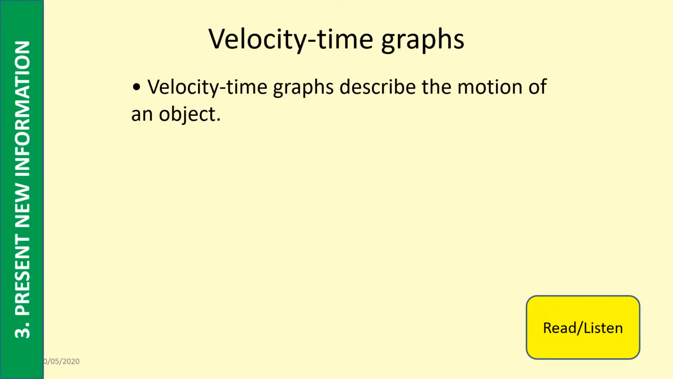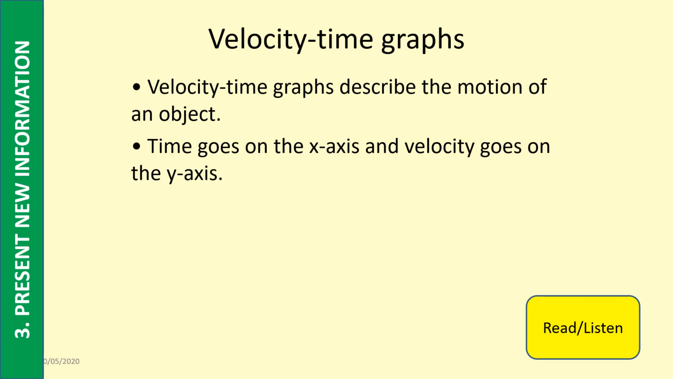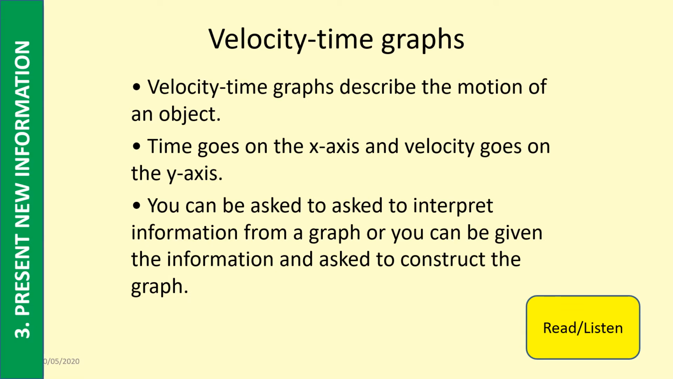Now, the kind of graphs we're going to look at today are velocity time graphs. And I will say again, be very careful that you know which graph you're looking at, because though they look the same, the information contained in them and the meaning of the slopes and the lines is totally different for each type of graph. So, velocity time graphs describe the motion of an object. Time goes on the x-axis as before, but this time velocity goes on the vertical y-axis.